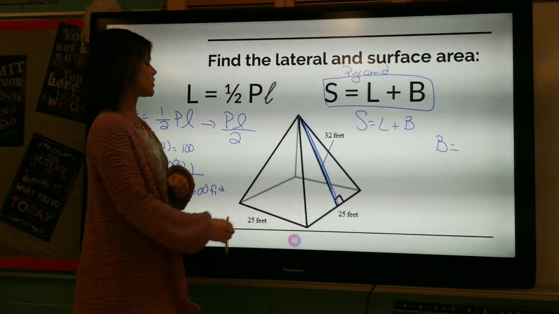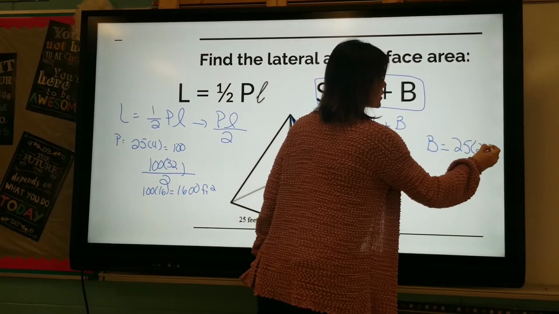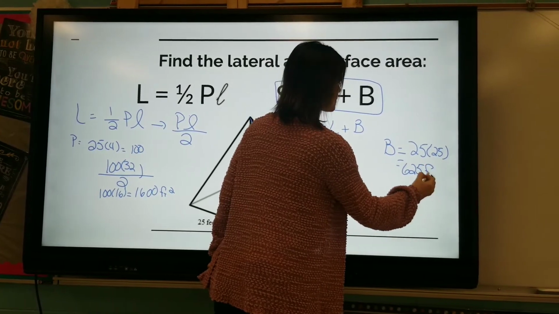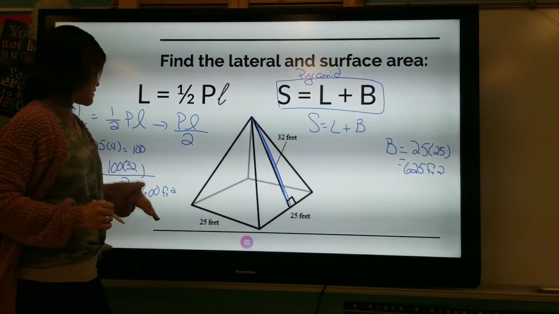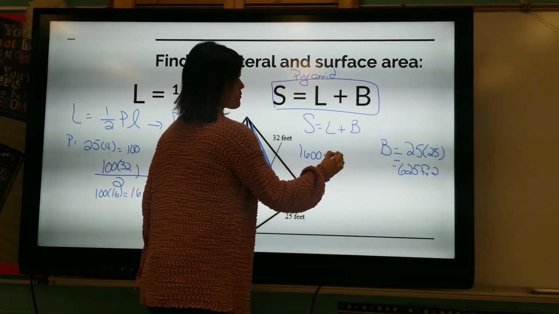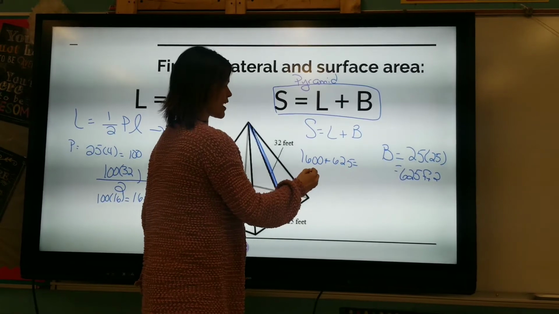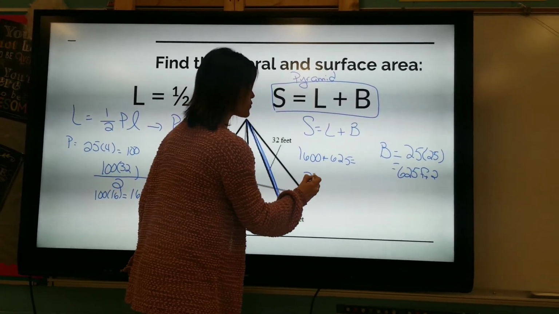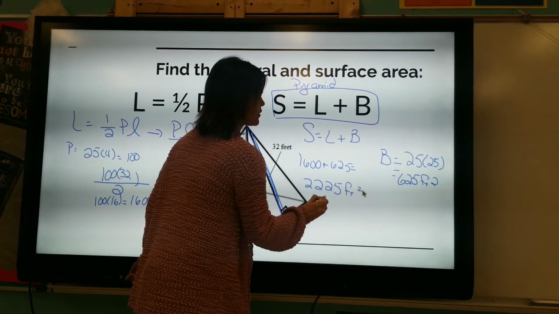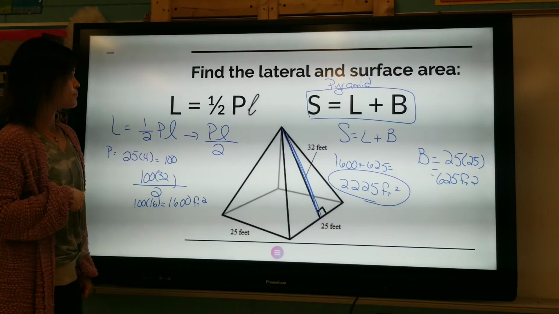Olivia? Awesome. You would take 25 times 25, which is going to give us 625 feet squared. Now I can combine my lateral area with the area of my base. And then when I add those together, I would get 2,225 feet squared. And that would be my surface area of my pyramid.